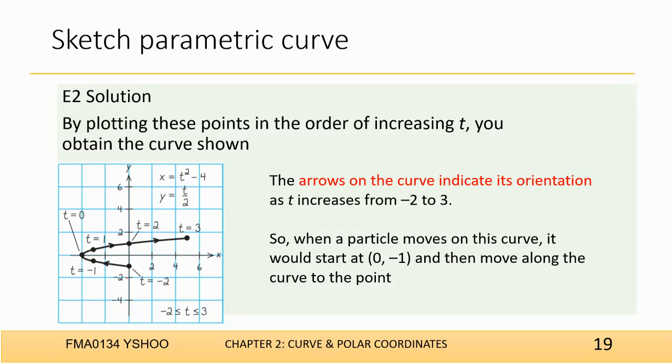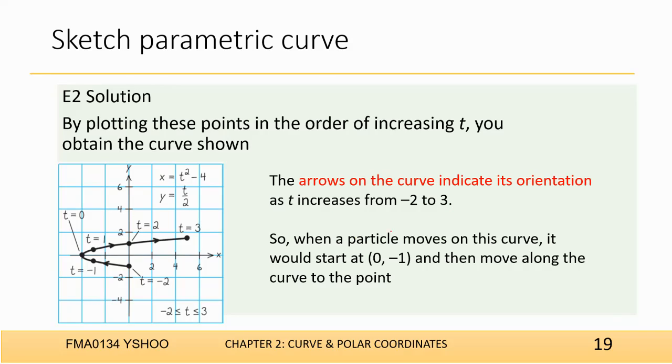So over here you plot it in this way. From this, you will know how it's going to move. The arrow sign is indicating how it's moving. So the arrow on the curve indicates its orientation as t increases from -2 to 3.